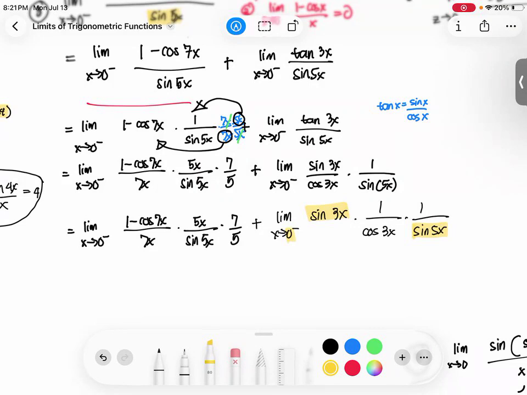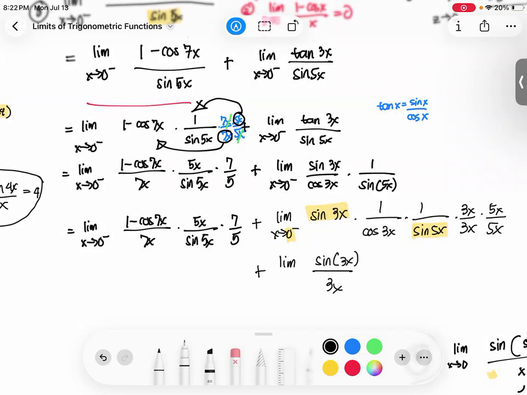So multiply with what you need. You need 3x in the denominator, so 3x over 3x. You need 5x in the numerator, 5x over 5x. So you can write this as the limit of sine of 3x over 3x. This goes there.